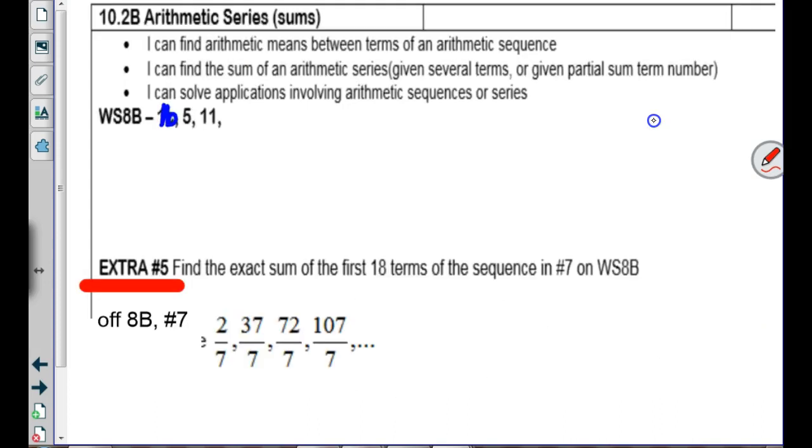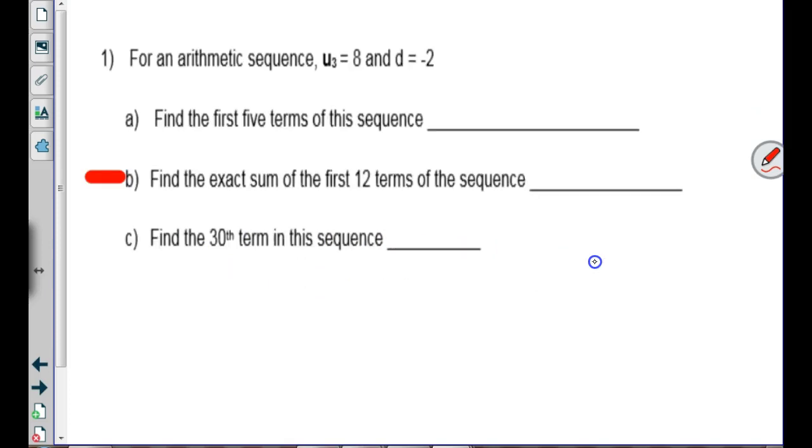Then we're on sums. This is the stuff we have not done much of. It says we should go back and do 1B, 5, 11. This is off worksheet 8. And then off 8B, we should do 7. And then we should do this. Find the exact sum of the first 18 terms. All right. I don't know what I'm doing first. Let's go back and do this one. This is off 8B, right?